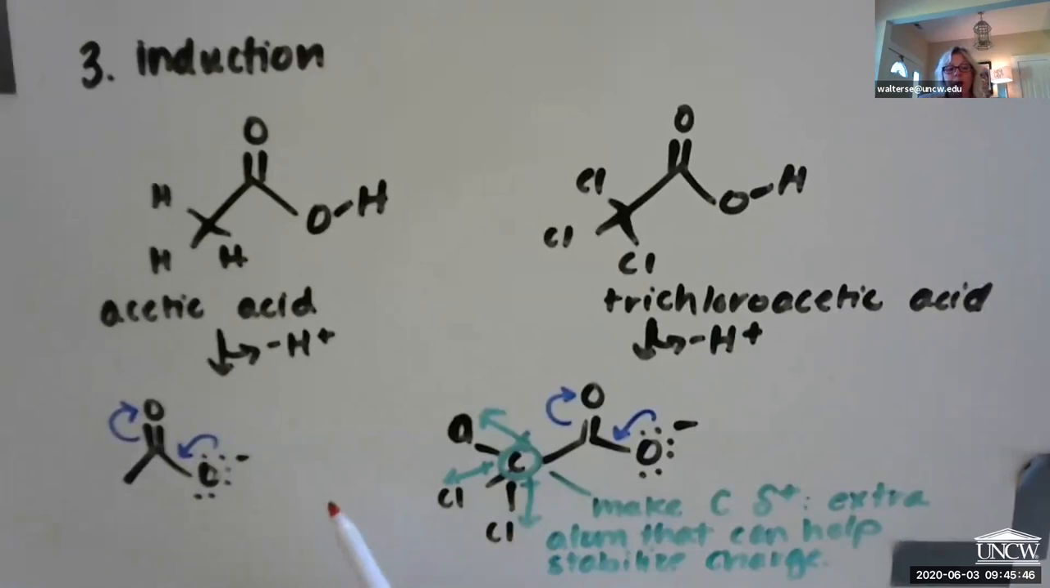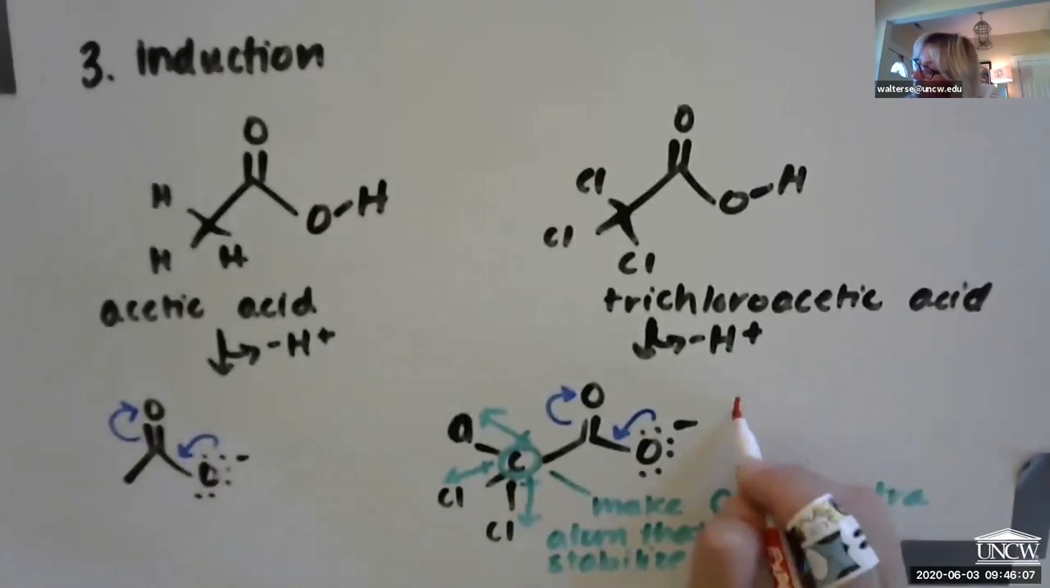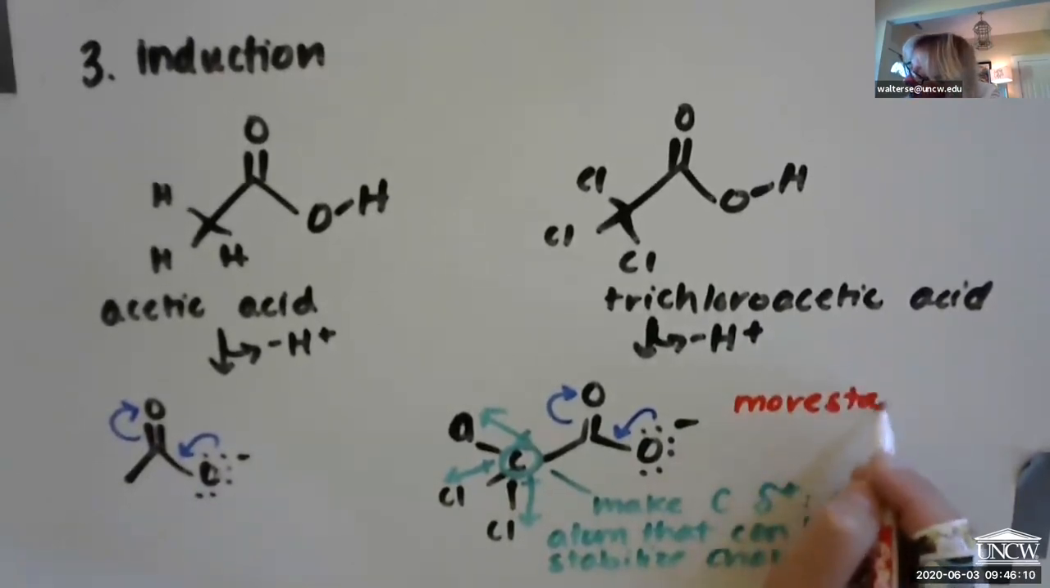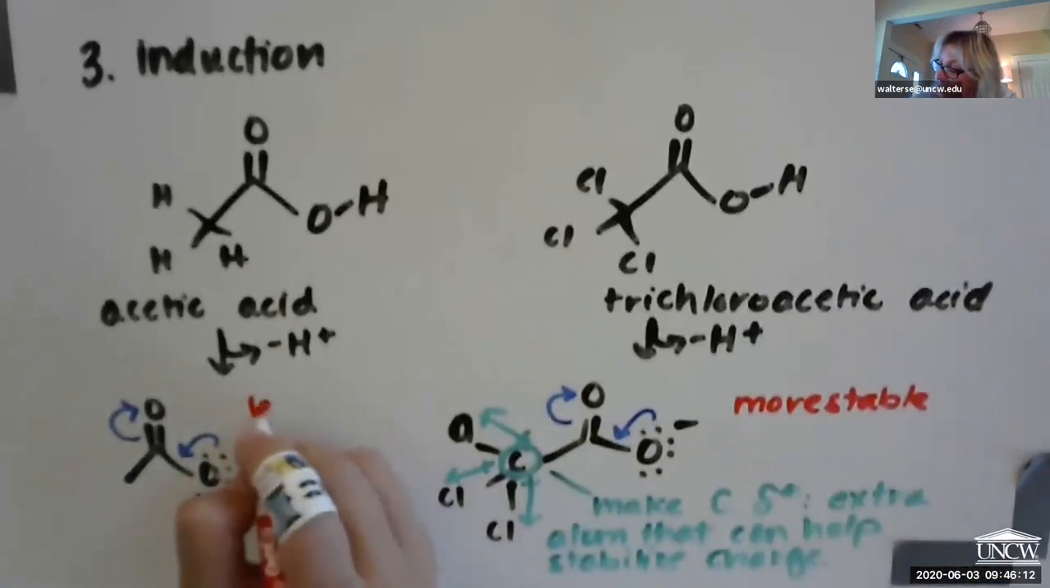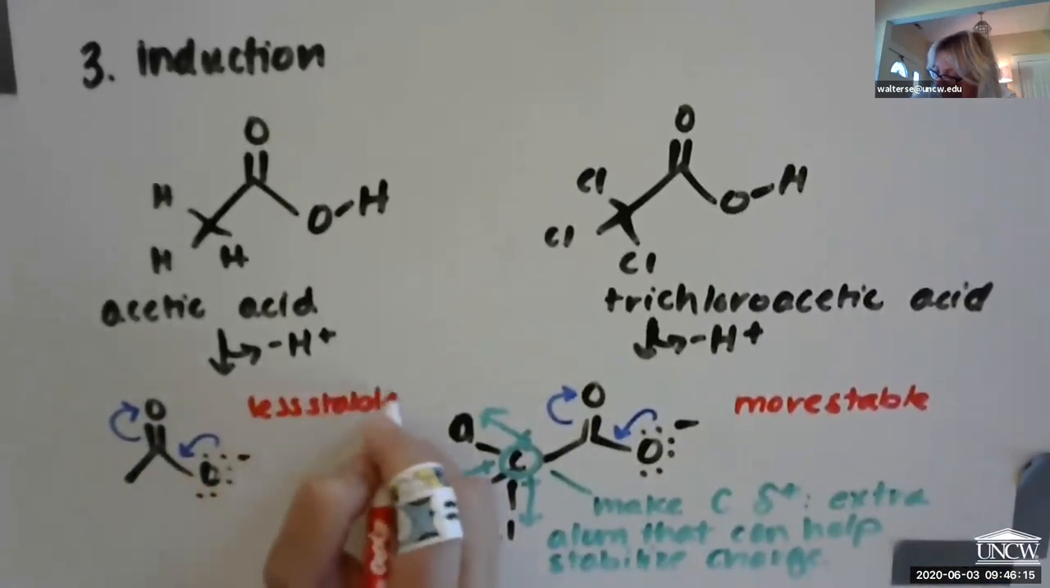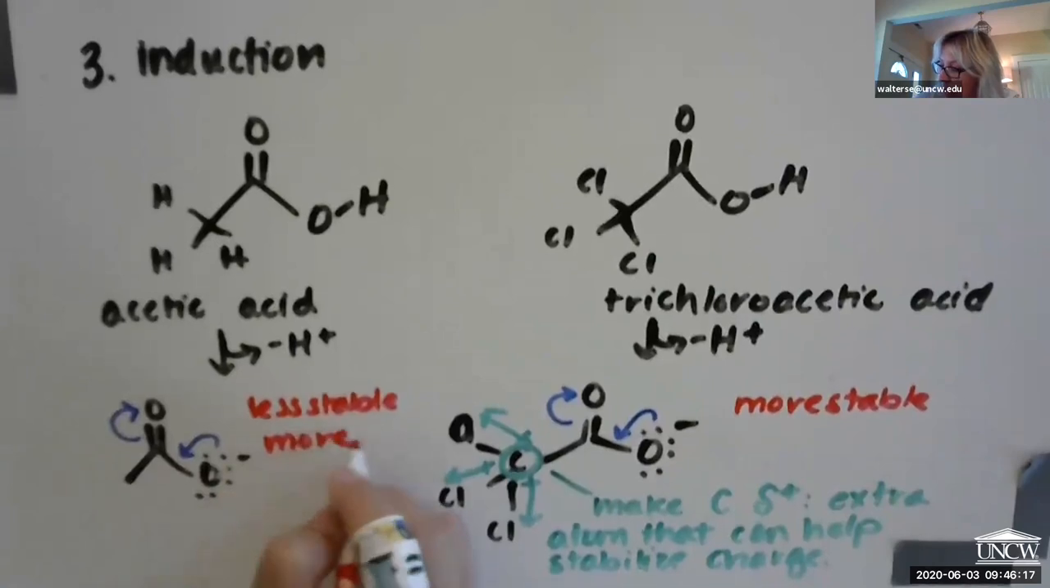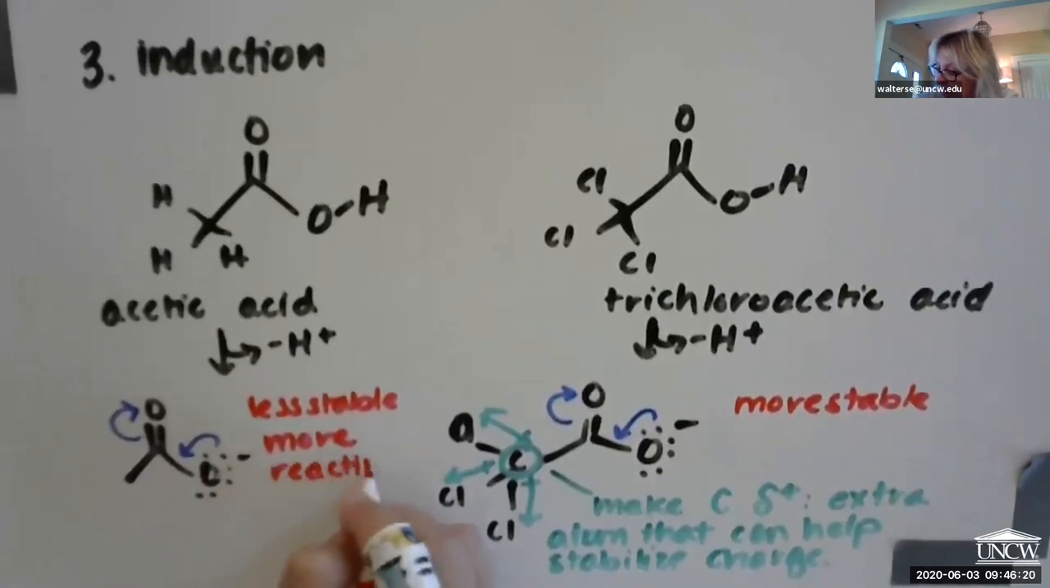Now, if you had monochloroacetic acid with only one chlorine, it would still do this. It would still inductively help stabilize the resonance structures, but it won't help as much as having two chlorines or as much as having three chlorines. So it's an additive effect. So this is the more stable anion. This is the less stable anion. Less stable means more reactive, which means it's a stronger base.